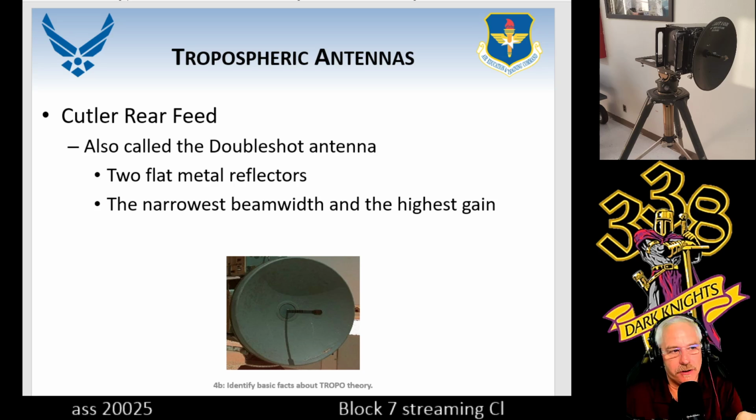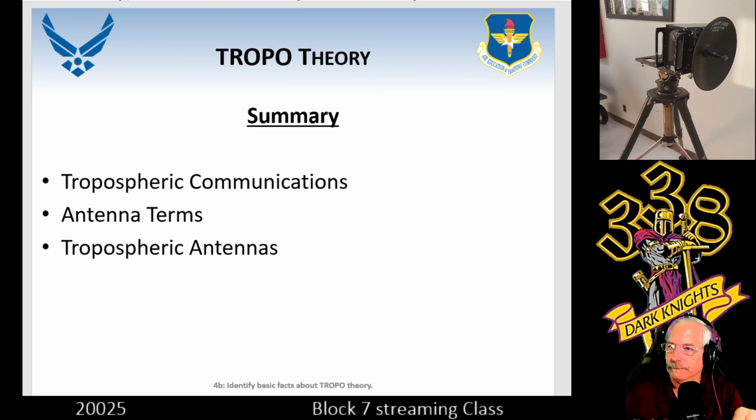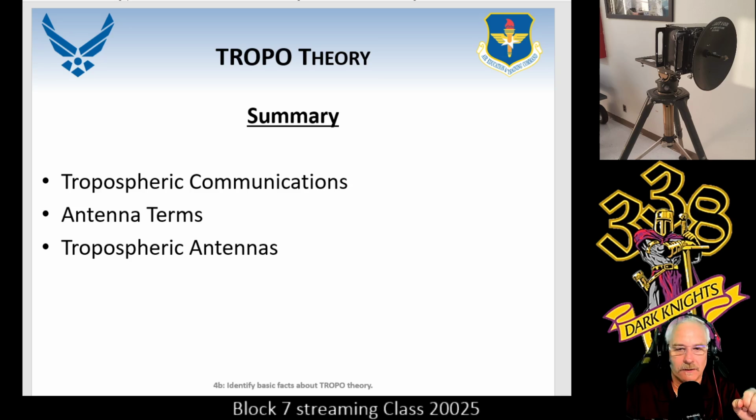This one is considered the narrowest beam width and the highest gain. So there you have it, Tropocom antenna terms and Tropo antennas. This was pretty quick, pretty easy to get through. Any questions?